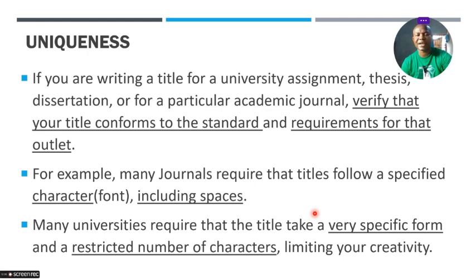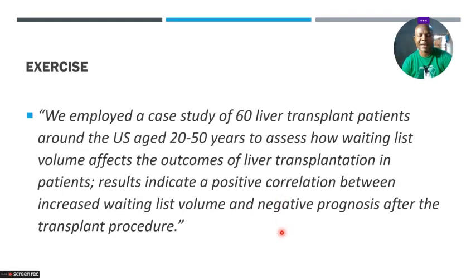Now, these are some other pieces of information. If you're writing a title for a university assignment, you must ensure you familiarize yourself with the specification. You must conform with the standard of that institution, be it you are writing for an assignment, thesis, dissertation, or a particular journal. Journals have a required number of characters, number of words, the kind of font they want you to use, even for your research title. So let's look at this exercise as we wrap up.